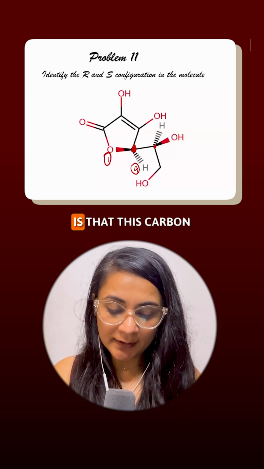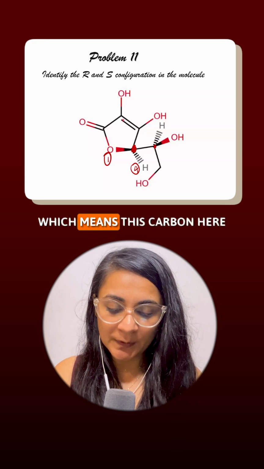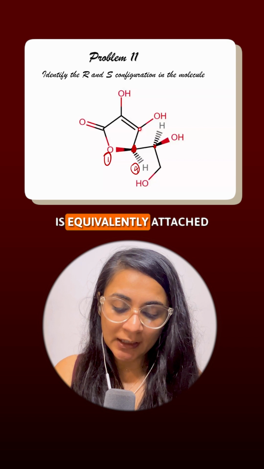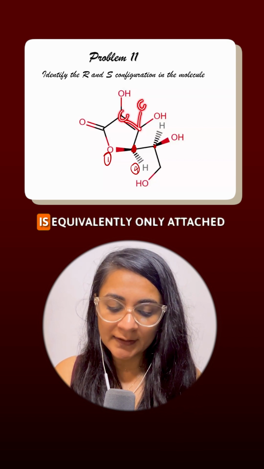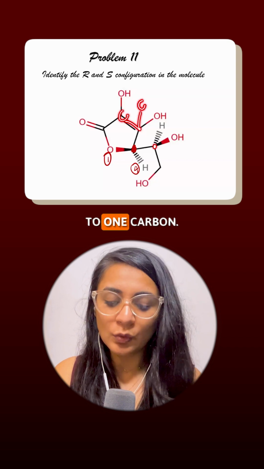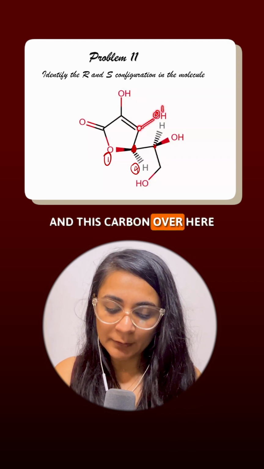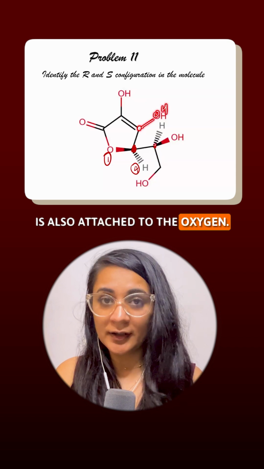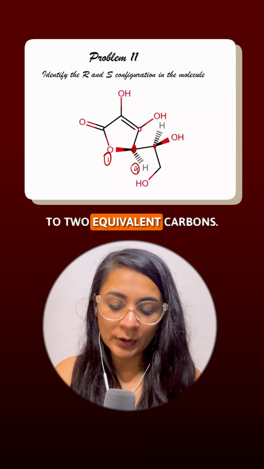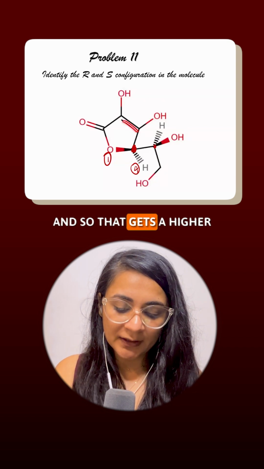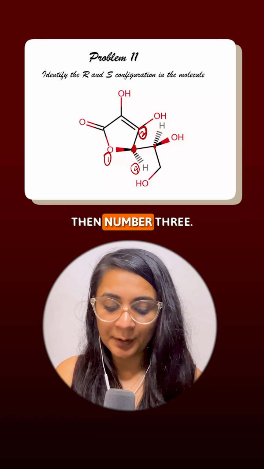What we see here is that this carbon is attached to a double bonded carbon, which means this carbon is equivalently attached to 2 carbons. However, this carbon over here is equivalently only attached to 1 carbon. This carbon is attached to the oxygen, and this carbon is also attached to the oxygen. However, this carbon is attached to 2 equivalent carbons, and so that gets a higher priority of number 2, and this would then be number 3.